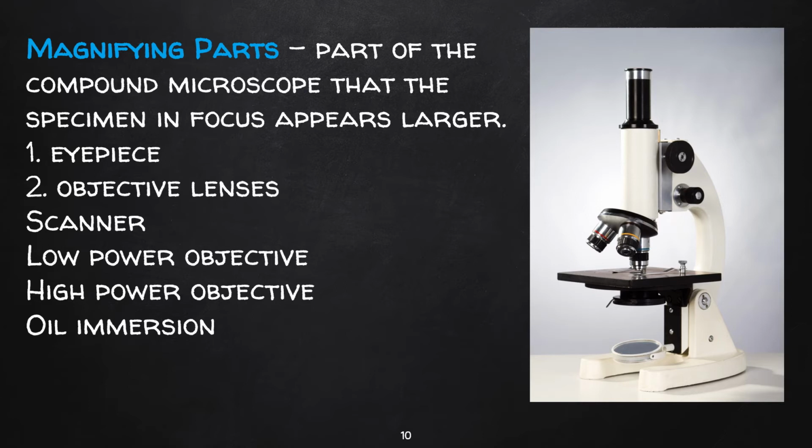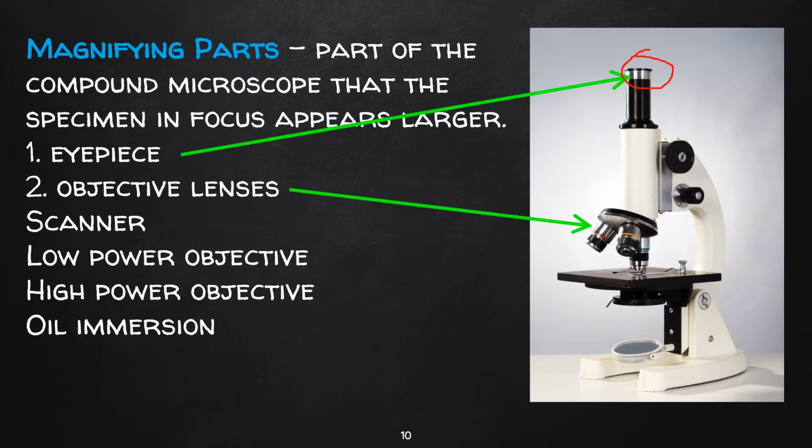The last major part of the microscope ay tinatawag na magnifying parts. So ito yung parte ng compound microscope that the specimen in focus appears larger. So ito yung mga parte ng microscope na nagpapalaki dun sa mga specimen in study. The first part of the magnifying parts is the eyepiece. Yung eyepiece is also known as the ocular. So dito mo titingnan when you are observing a specimen.